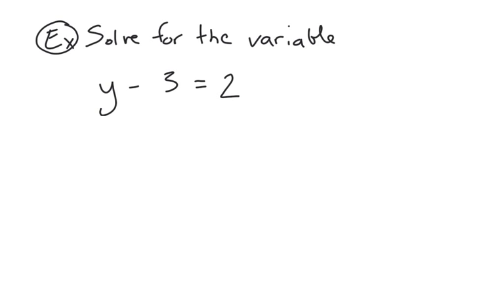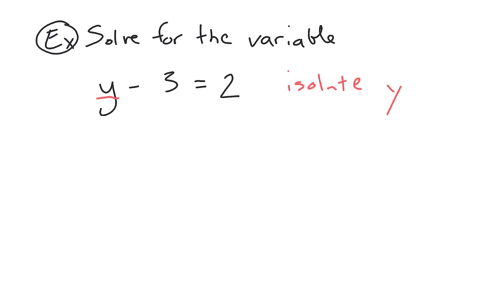In our first example, we are going to solve for the variable y in the equation y minus 3 equals 2. The first thing you want to do is identify your variable, and our variable is y. By the end of all our steps, we will want to have isolated the variable y. However, our variable y is not isolated. It is stuck with this negative 3. We're going to try and get rid of this negative 3.